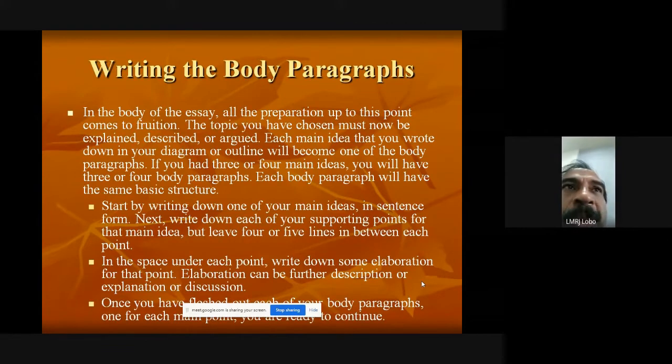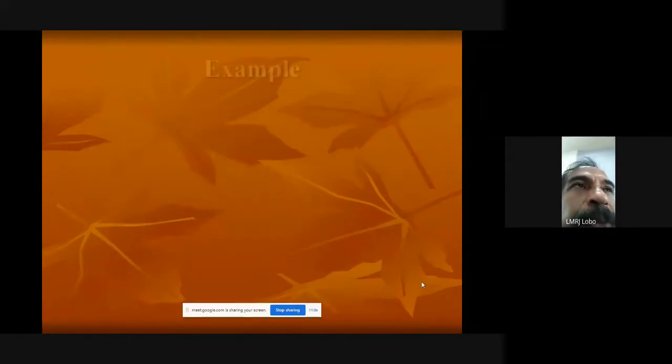You start by writing down one of the main ideas in sentence form. Next, write down the supporting points for that main idea, but leave 4 or 5 lines in between each point so that you can put the details of that point. In the space under each point, write down the elaboration of that point. That is, elaboration can be further description, explanation, or discussion. Once you have finished all these body paragraphs, you are ready to continue.